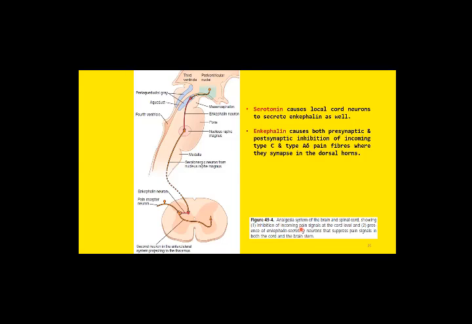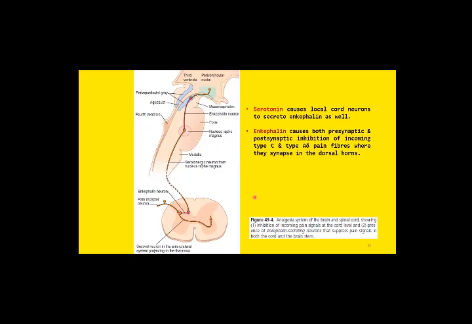And these areas, including the brainstem and the spinal cord, are responsible for the release of special substances like serotonin and enkephalin, where serotonin causes the local cord neurons to secrete enkephalin as well, and this enkephalin causes both presynaptic and postsynaptic inhibition of type C and A delta fibers. We have already discussed the concept of synaptic inhibition, presynaptic and postsynaptic inhibition. We are not going into the details of synaptic inhibition.